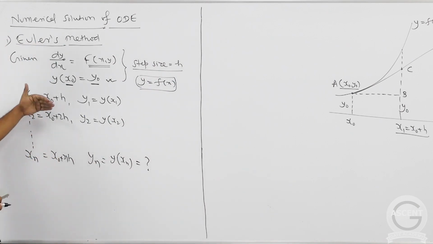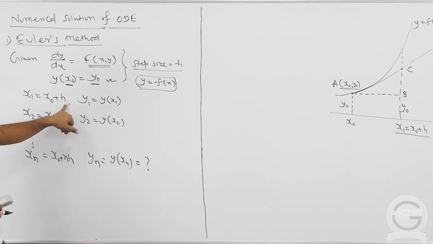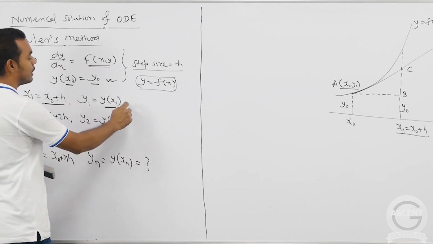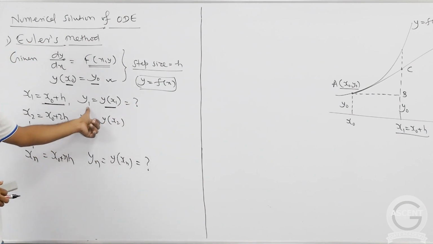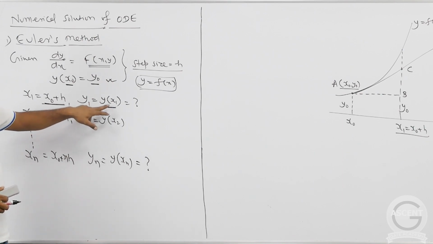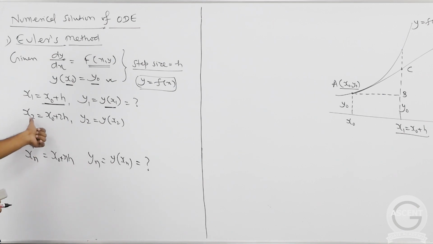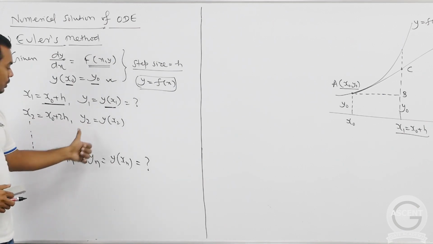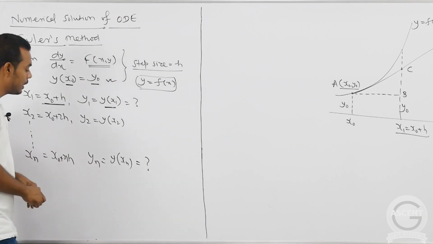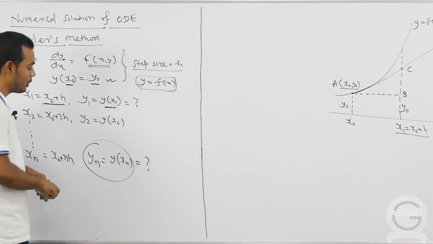So this we have to do in a number of steps. First we have to calculate x1. x1 will be x naught plus h. We have to find the corresponding value of y. y will be y of x1. We will see how to find the formula for this, okay? But for the present moment, you should know that y1 is nothing but value of y when x is x1. Similarly x2 will be x naught plus 2h, the corresponding value of y will be y2, and similarly xn will be x naught plus nh, and the corresponding value of y will be yn. Now ultimately this yn we have to calculate, okay?